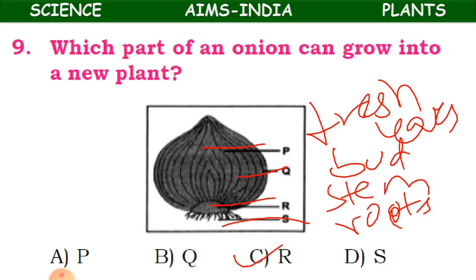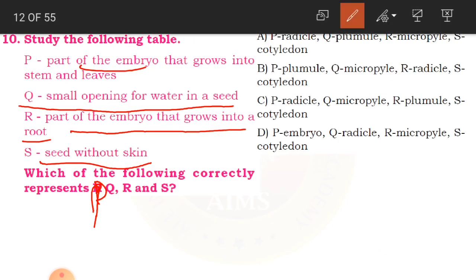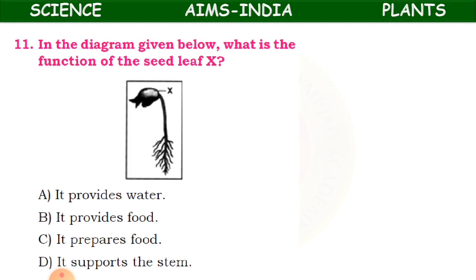B option. Okay, children, that is B option. P is for plumule. Q is for micropyle, like a small opening in a seed. R is for radicle and S is for cotyledon. Clear, children? B is the correct answer. Now we'll move on to the 11th question.